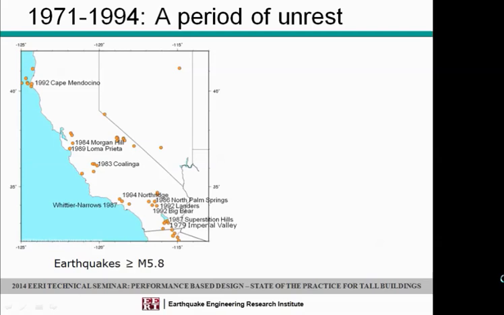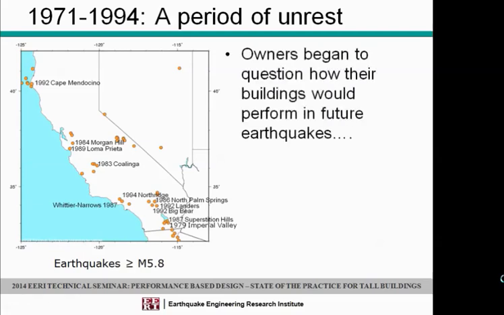And when these earthquakes came along every 18 months or so, they caused a lot of damage, a lot of business interruption, and a lot of consternation among tenants of buildings and building owners. Building owners began to ask engineers how their buildings would perform in future earthquakes, because they heard of competitors in their industry in Northern California or Southern California who suffered significant business losses as a result of earthquake damage to their facilities.